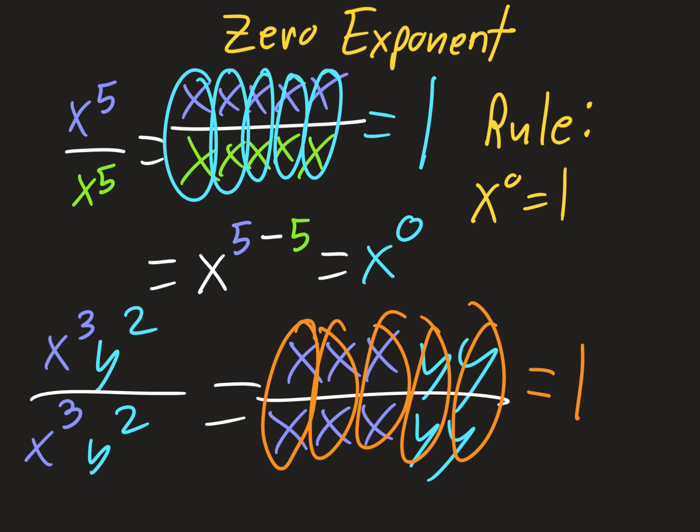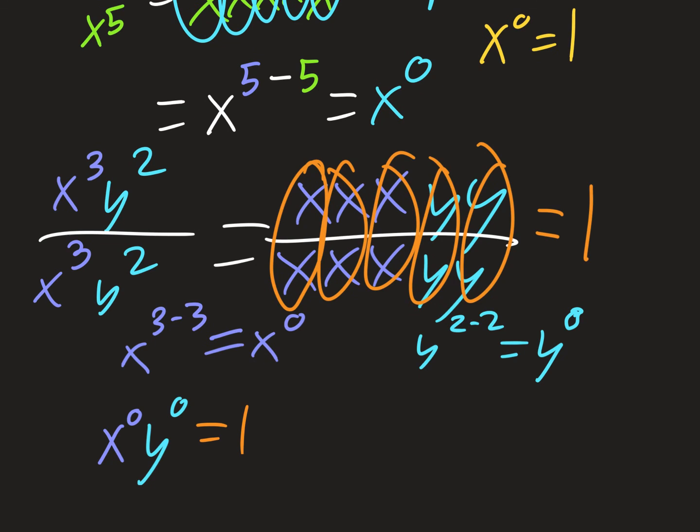And if we do this using the rule, x to the 3 minus 3 is x to the 0, and y to the 2 minus 2 is also y to the 0. That means that x to the 0, y to the 0 equals 1. And if we separate this out into x to the 0 equals 1 and y to the 0 equals 1, we will in fact get 1 times 1 is 1. So this is true, this works.